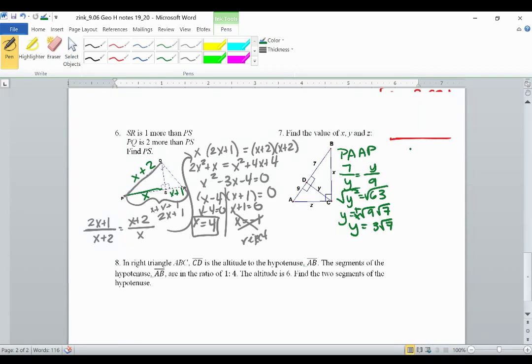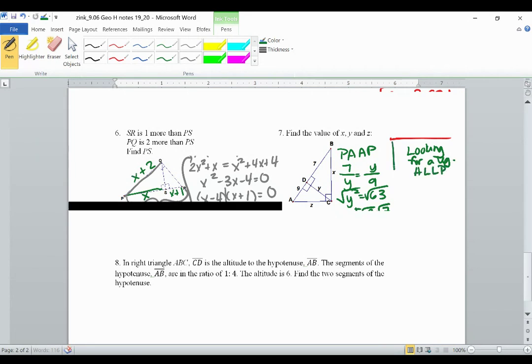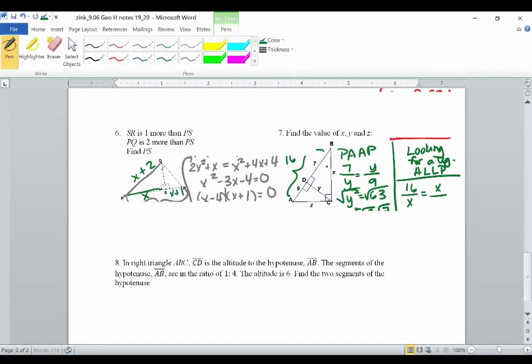So now for x and z, I'm looking for a leg, so I'm going to use HLLP. Let's start with our whole hypotenuse. 9 and 7 gives me 16. So I'm going to do 16 over one of my legs. Let's do x first. Equals x over the part closest to x.